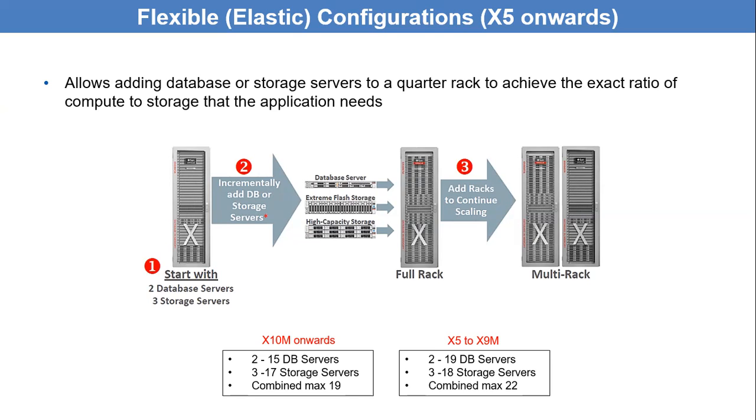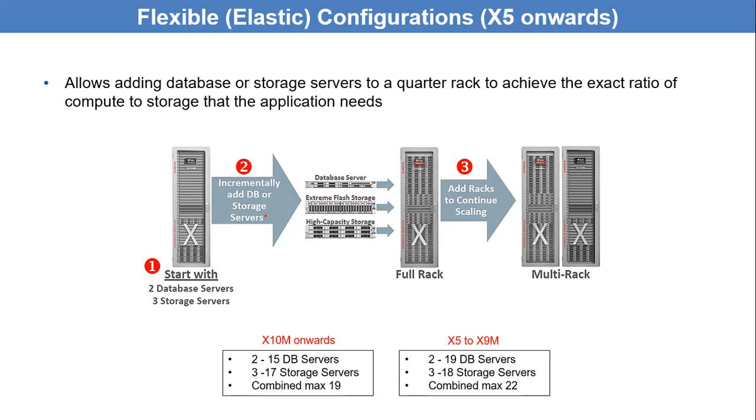So what you can do is purchase the quarter rack configuration. Quarter rack comes with 2 database servers and 3 storage servers. So that is the minimum configuration. You start with the minimum, low cost configuration, then incrementally add database servers or storage servers to the rack to achieve the exact compute to storage required for your application processing. And once you reach full rack capacity, you can again form a multi-rack configuration.